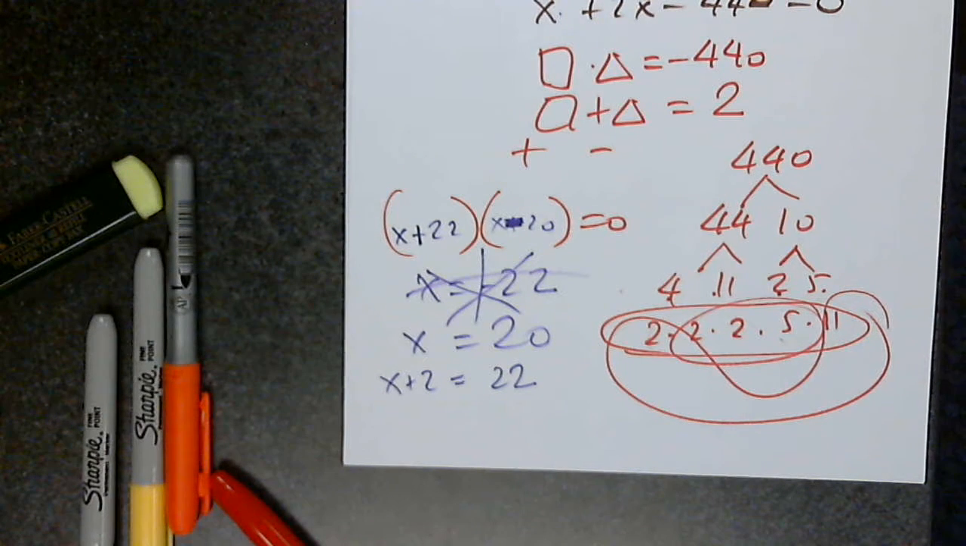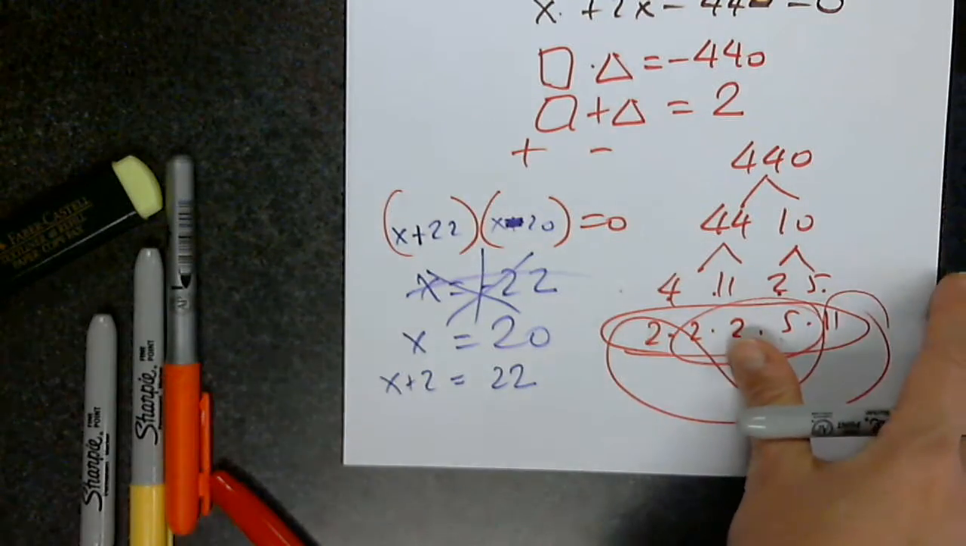38. Yes, number 38, very good. 38. 9x squared minus 4y squared.